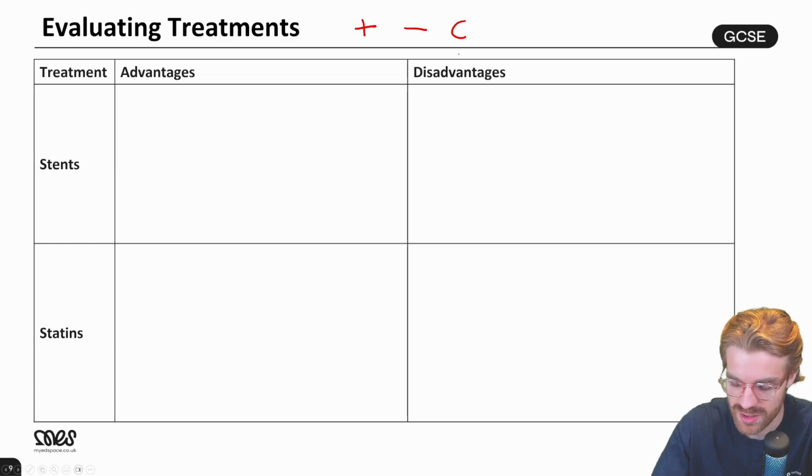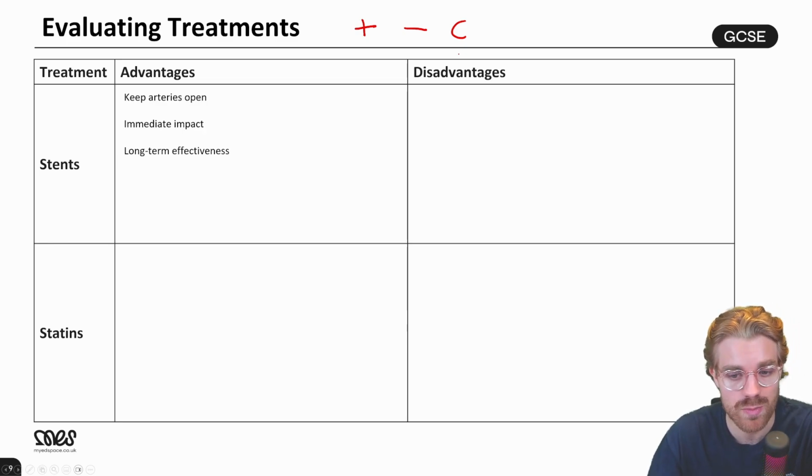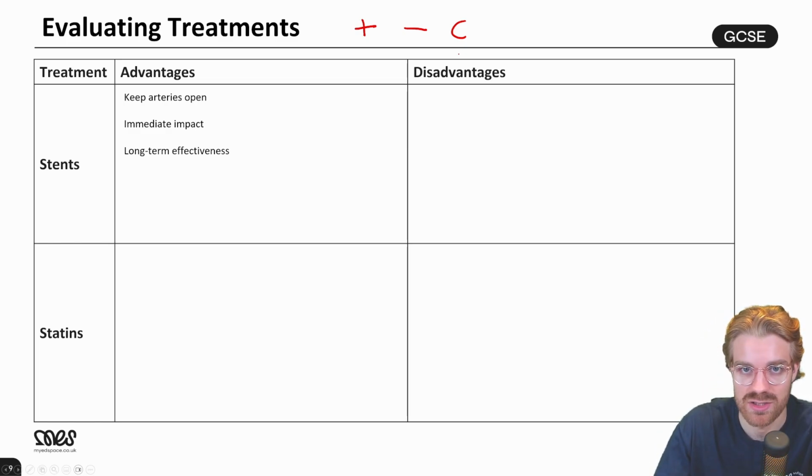So let's talk about the advantages of stents first. Well, the stents keep the arteries open. It also has an immediate impact and a long-term effectiveness. Once that stent has been fitted, it theoretically should last for the rest of the person's life. This can be done once that person already has the plaque that has built up. But there's some big disadvantages.